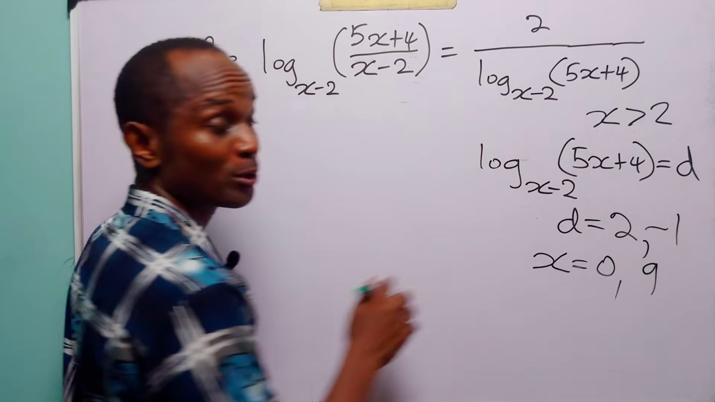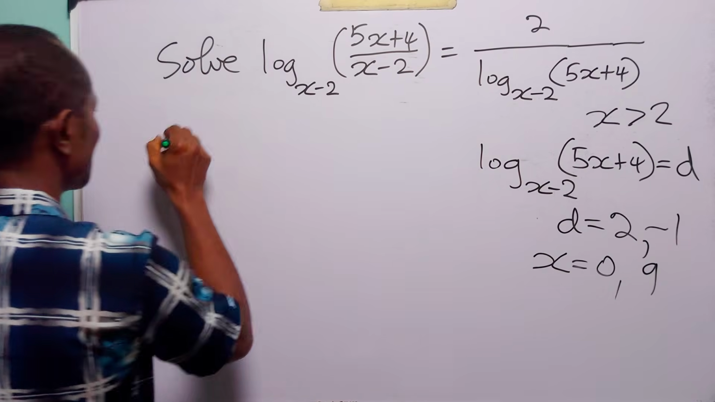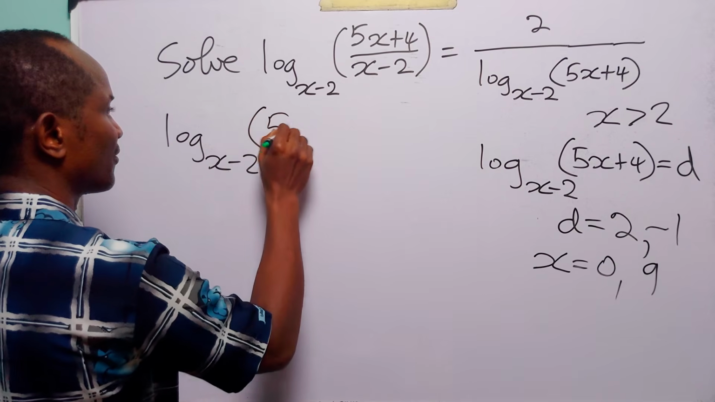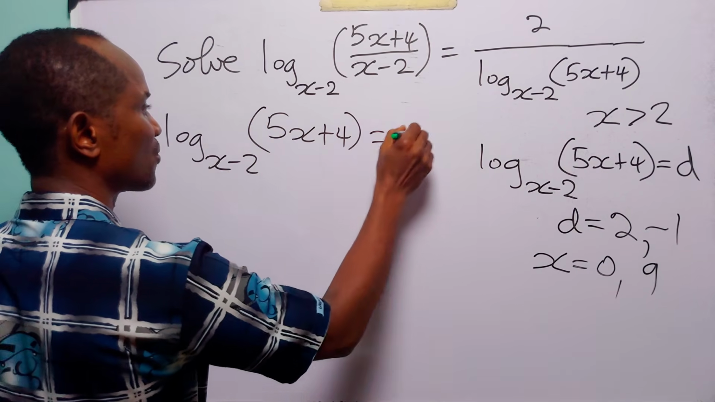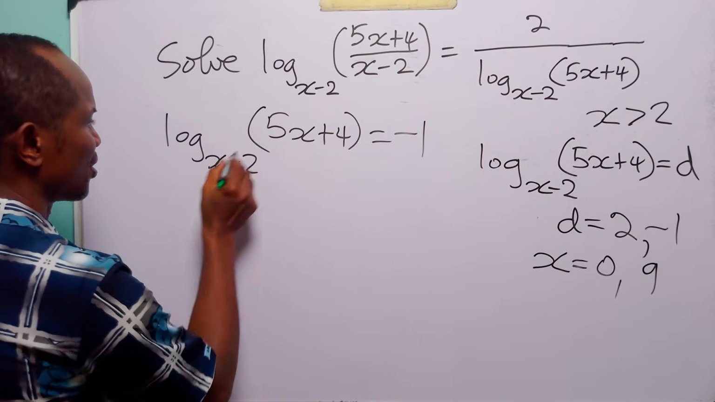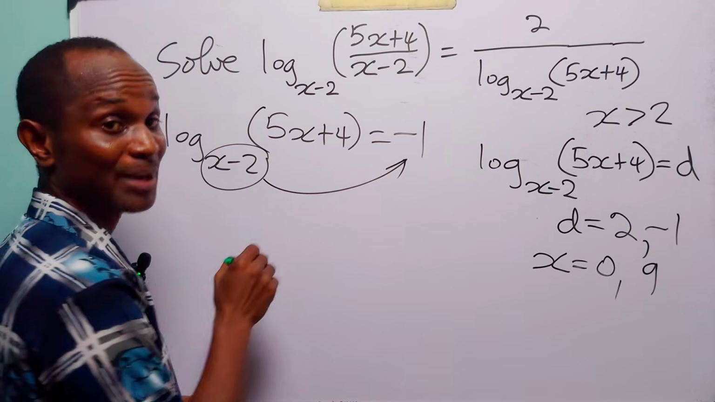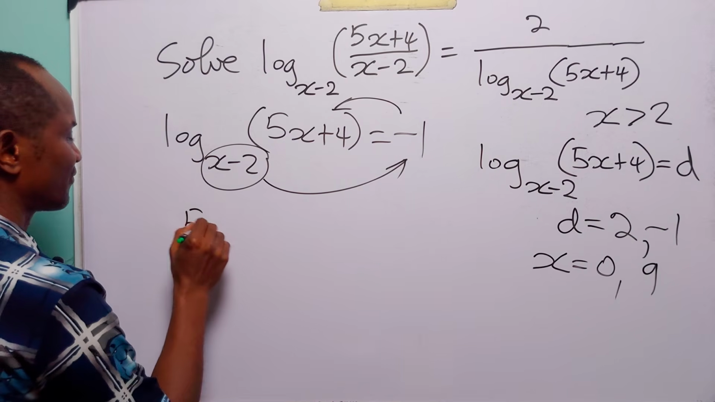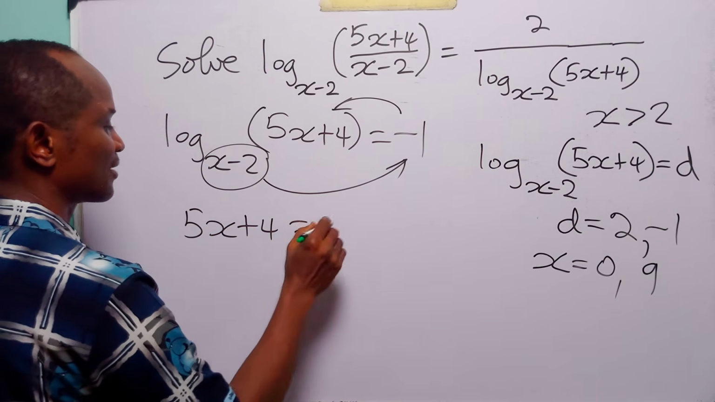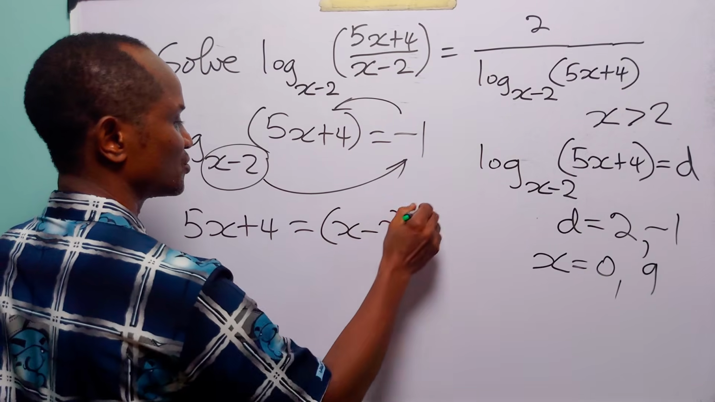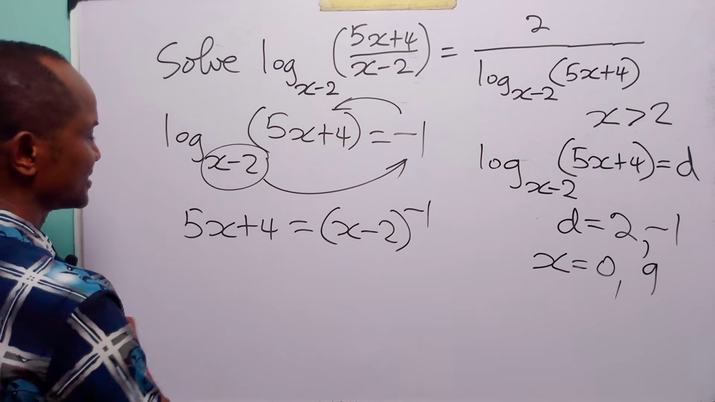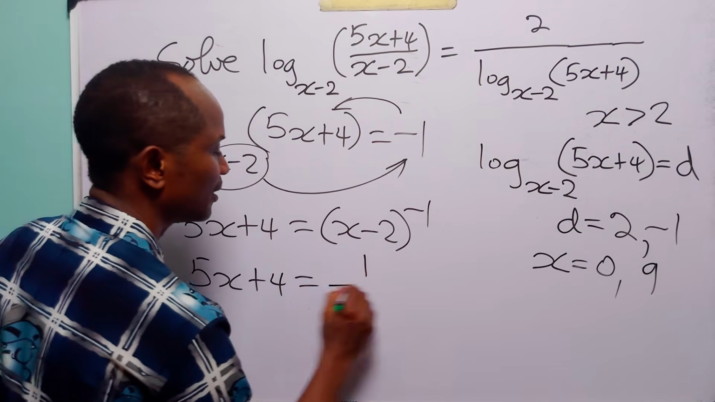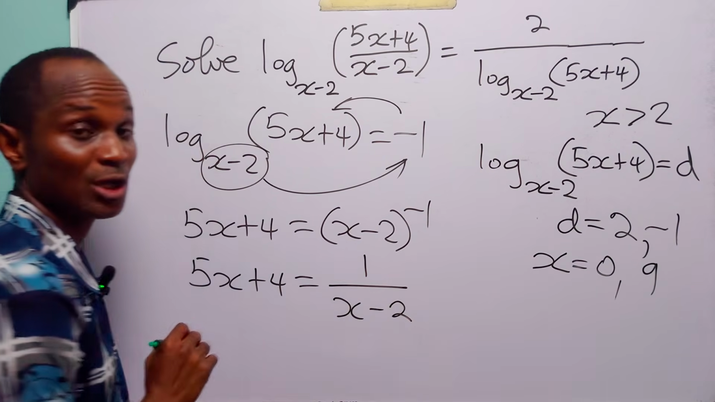Now, when d is equal to minus 1, this equation becomes log to base x minus 2 of 5x plus 4 is equal to minus 1. Once more, we have that x minus 2 to the power minus 1 is equal to 5x plus 4. That is 5x plus 4 is equal to x minus 2 to the power minus 1. This equation simply means that 5x plus 4 is equal to 1 over x minus 2.